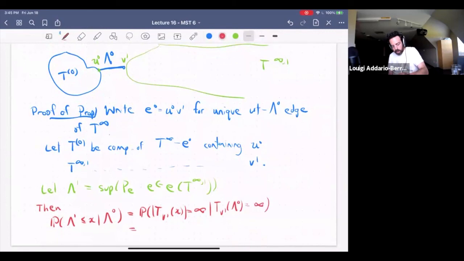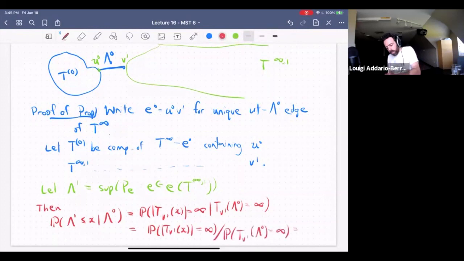Because these events are nested, if it percolates at the smaller value, it also percolates at the bigger value. So this is just the ratio of the two probabilities: the probability that it percolates at parameter x divided by the probability that it percolates at parameter lambda naught. And that's theta of x divided by theta of lambda naught.